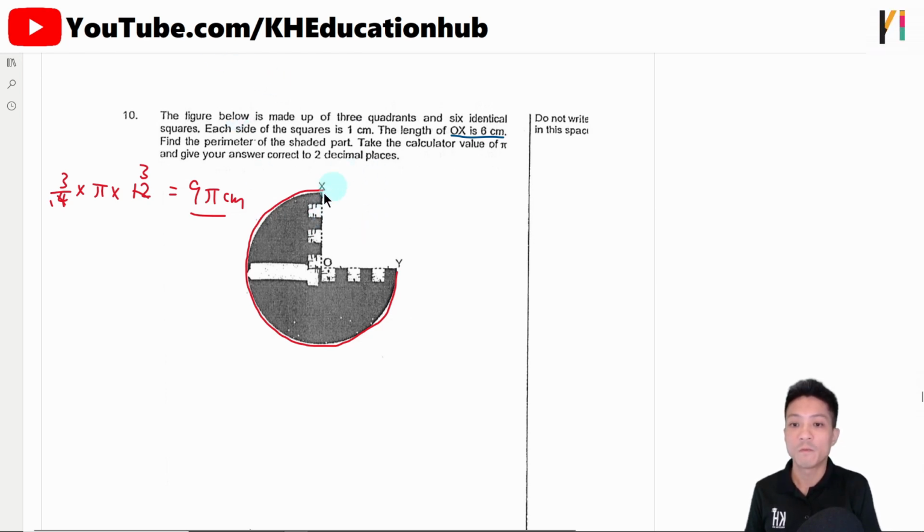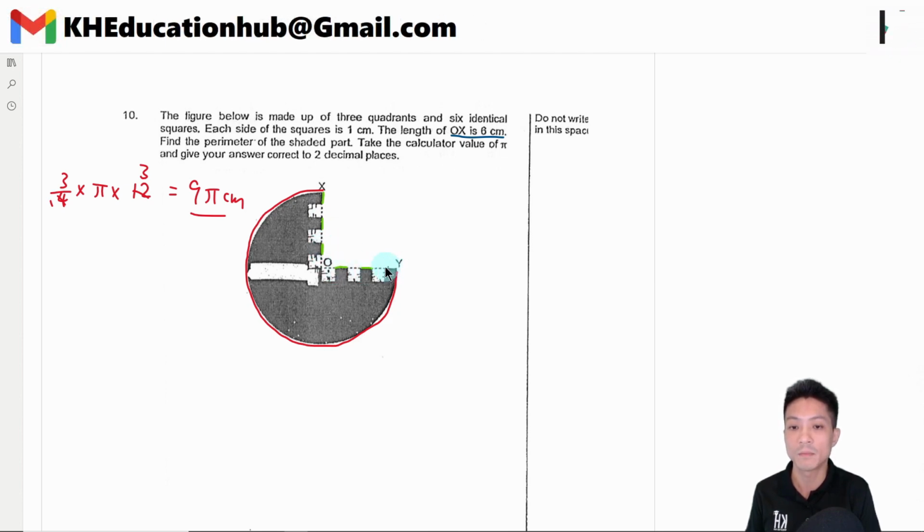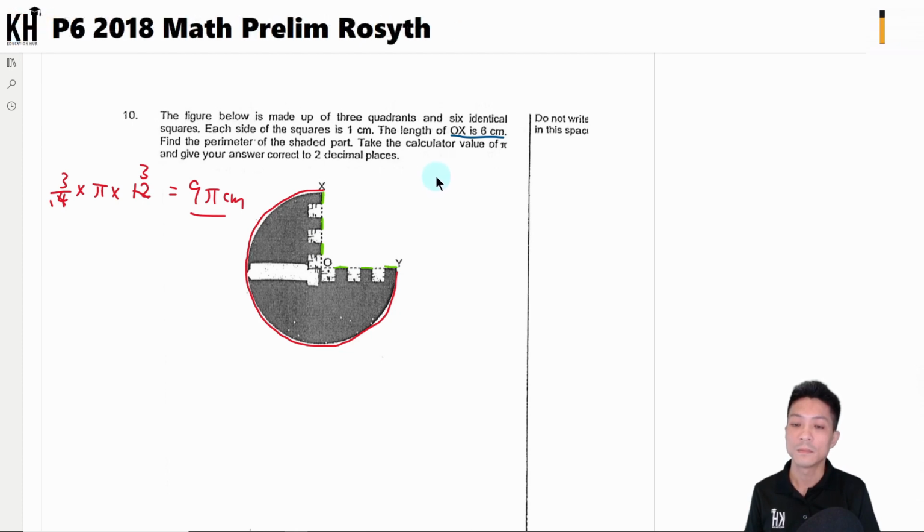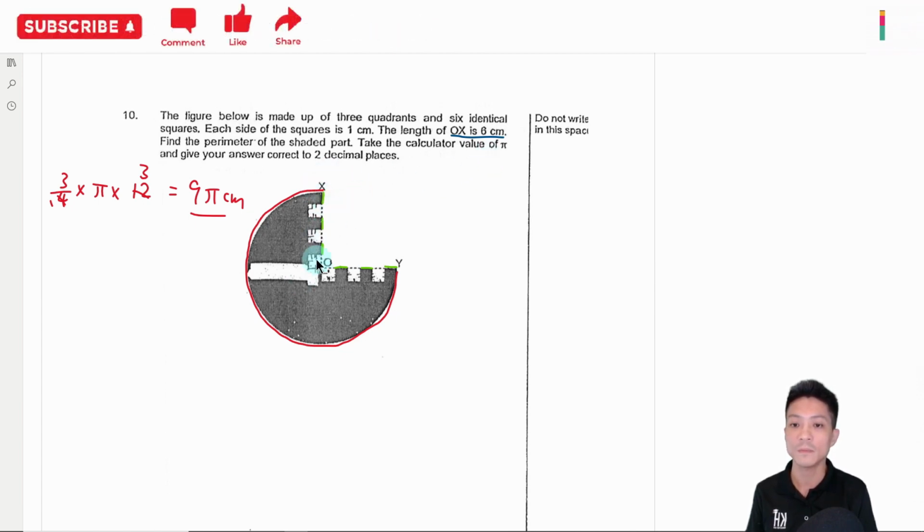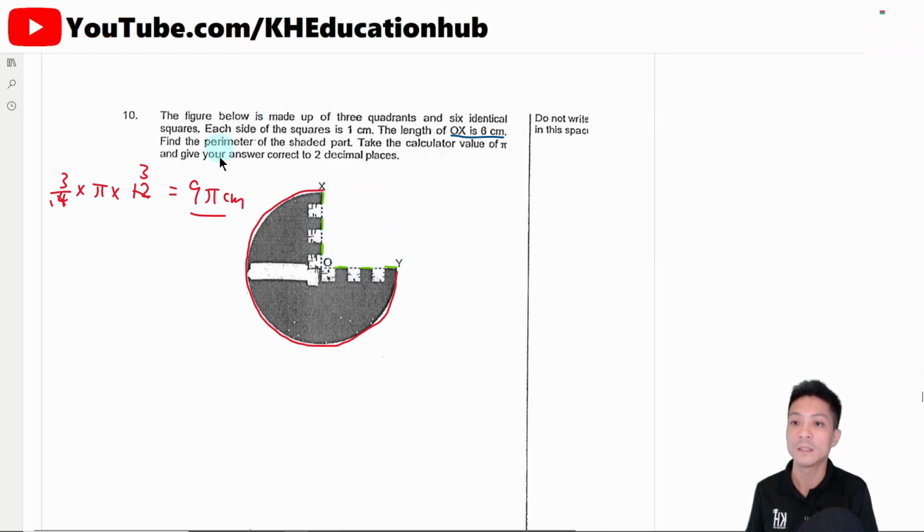Next thing that I want to find is I'm going to use this plus this plus this plus this plus this plus this. To find all this, I need to use 12, because this plus this is 12.